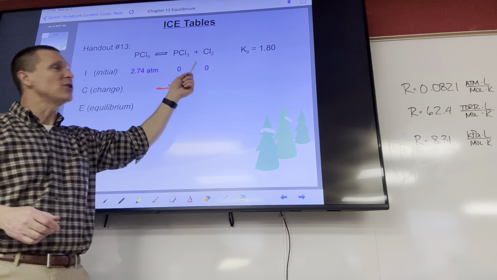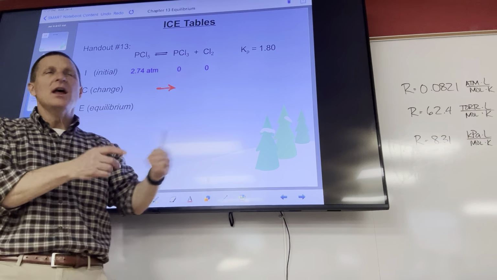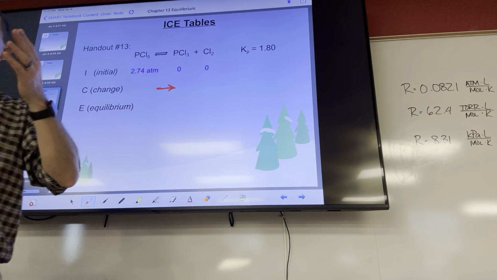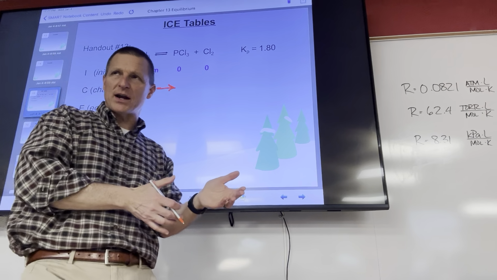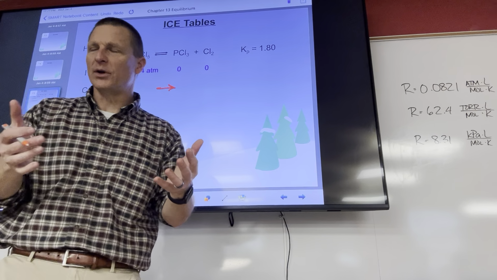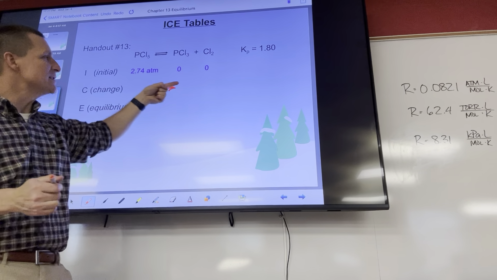When you have zero of something, the reaction is always going to shift to make some of it. All equilibrium problems are going to end with some amount of reactant still present and some amount of product still present. You can't end with zero of anything in an equilibrium reaction. So if I have zero of something, the reaction is going to shift to make some of it. So that's one reason it's going to go to the right.